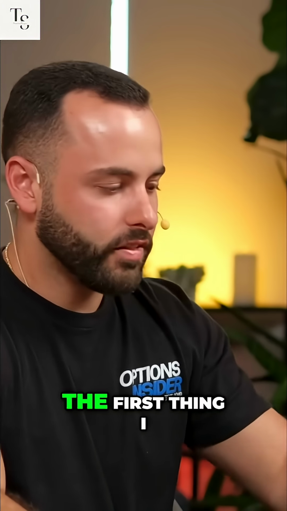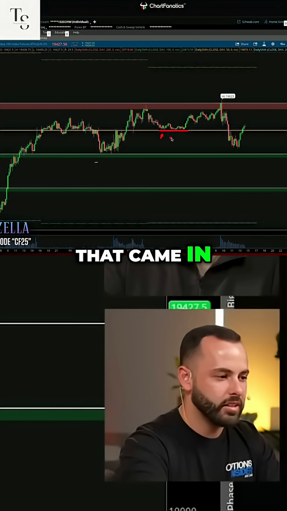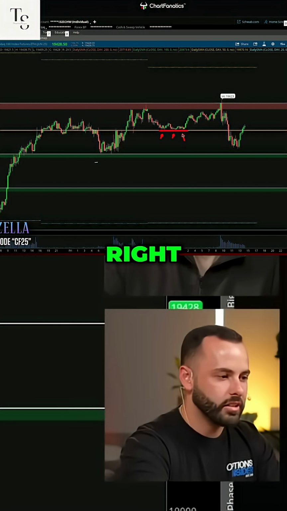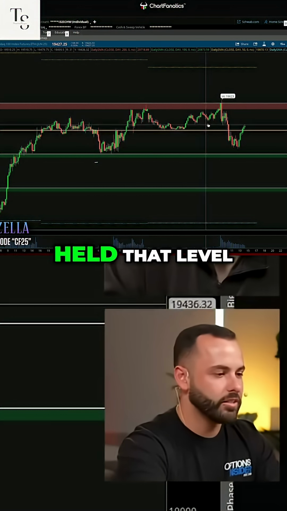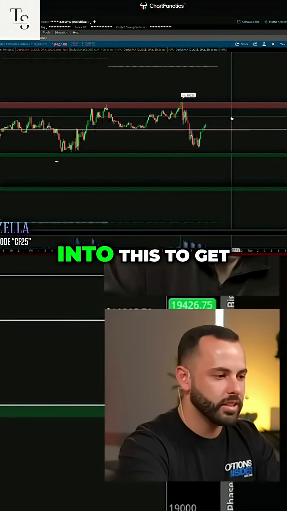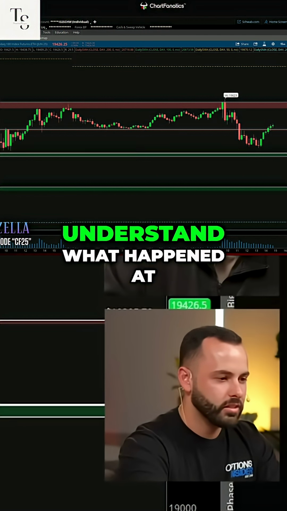So the first thing I want to talk about here is this low right here that came in the overnight session, right? So Sunday futures open, and you can very clearly see that we held that level. So I'm going to go ahead and zoom into this to get even closer and understand what happened at this area.